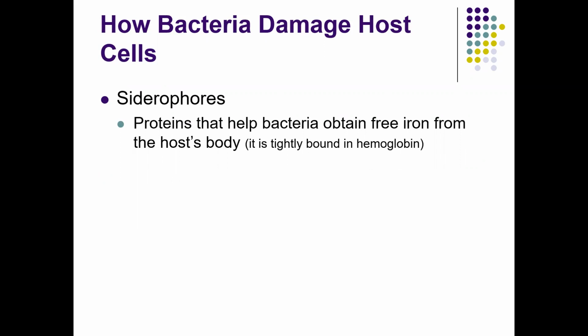Siderophores are proteins that help the bacteria obtain iron. Okay, so iron is one of those things where no matter what kind of cell you are, you want iron. Most of our iron is bound to hemoglobin because we use iron to bind oxygen, and then of course hemoglobin carries the oxygen around. So we really need iron. Iron's very important to the human body because we need it in order to have enough oxygen in our body.